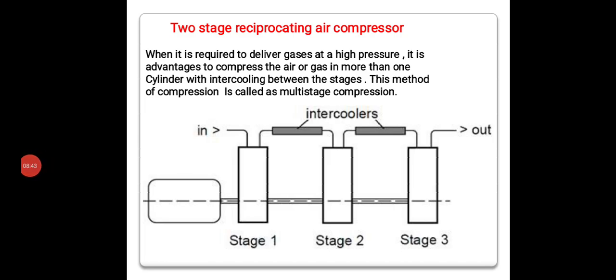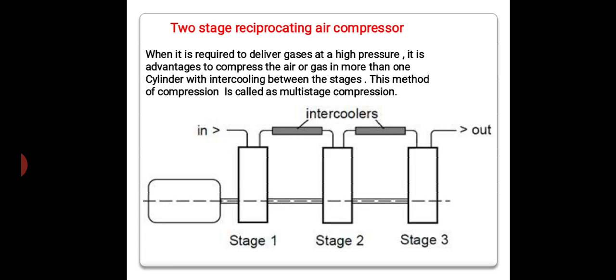Now just one more point remaining, that is the advantages and disadvantages of multi-staging of the compressor. Just before that, we are going to discuss once again the two-stage reciprocating air compressor. In this figure you can find stage 1, stage 2, stage 3, and between these we provide intercooling. At stage 1 the air is sucked from the atmosphere, so we show it as in, and after stage 3 we show it as out. Between these we have provided stage 2 and the two intercoolers, and one more is shown in this diagram.